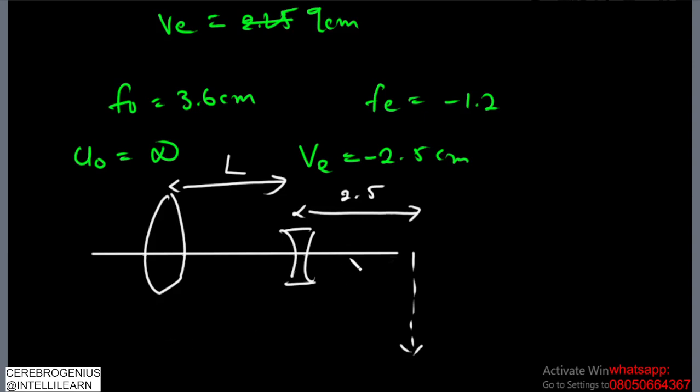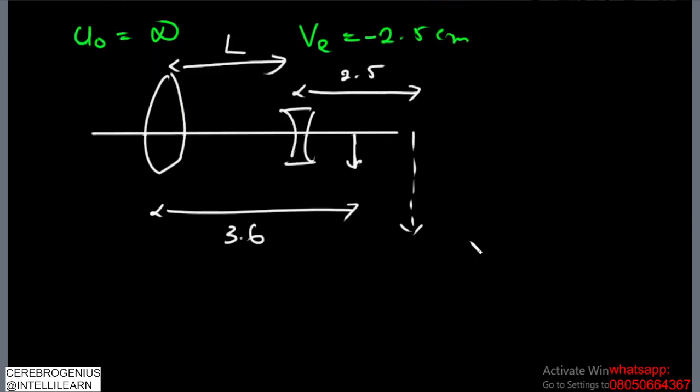Then you know that since this is at infinity, the image we want to form is at its focus, right? So let's say from here to here, the focus is at 3.6 centimeter. So this is where the first image is supposed to be formed. So we are looking for this length. So let's see what is going to happen.